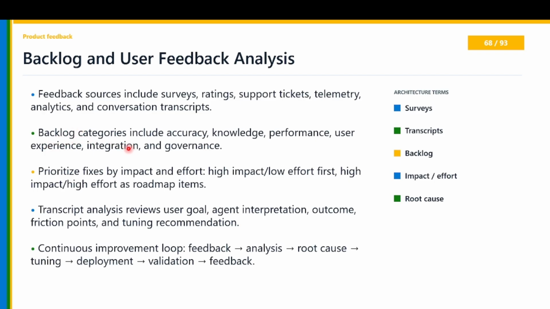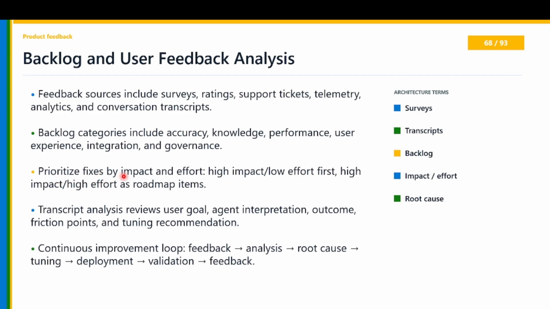The backlog categories include accuracy, knowledge, performance, user experience, integration, and governance. So you can get accuracy from the agent output or the agent conversation transcript. You can get knowledge from the data engineer or from the knowledge base, and performance metrics from all your monitoring tools that we have discussed above. For user experience, get this from the user, maybe from the service desk, or from the product owner or project manager. And then you have integration, Office 365 and Dynamics 365, and governance using Microsoft Purview and Azure Policy for compliance.